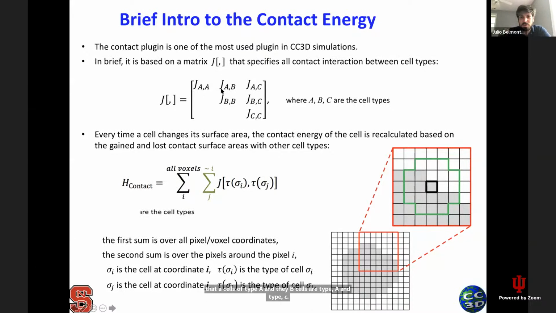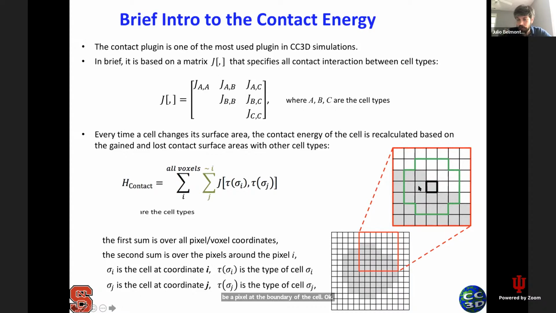And of course, the energy between a cell of type A and type B is the same as the energy of type B with a cell of type A. So every time a cell changes surface area, this contact energy is recalculated based on how you change the surface of the cell with respect to the neighborhood. The way it works is the following. You calculate this contact energy by picking a central pixel, which usually will be a pixel at the boundary of the cell, and then you look at its neighborhood.